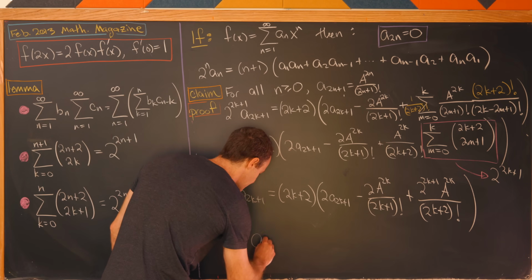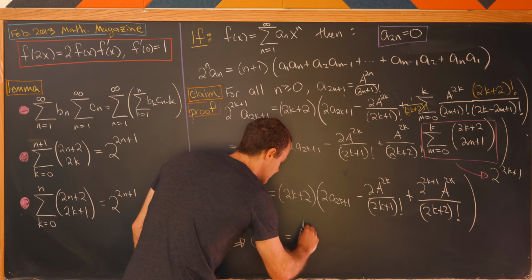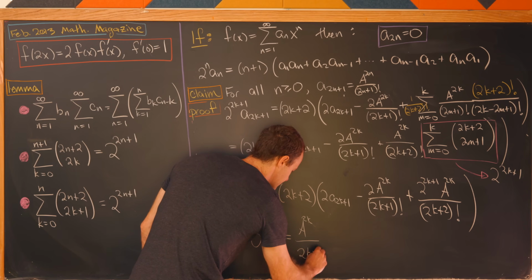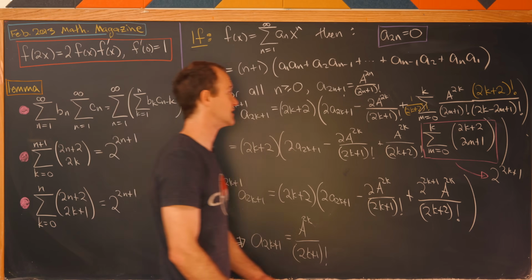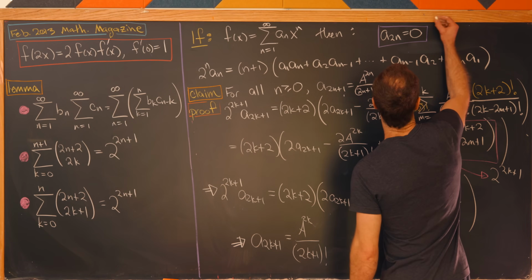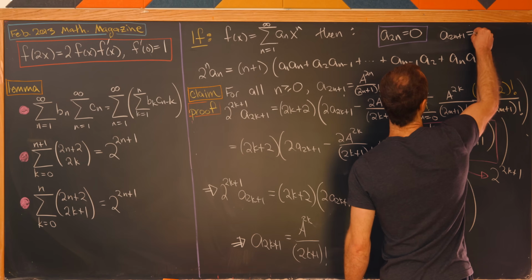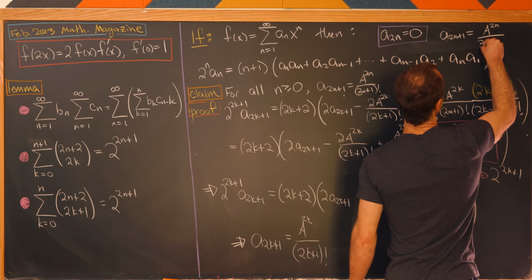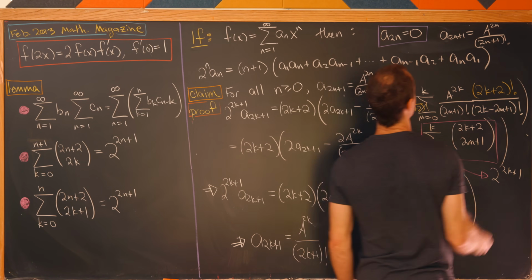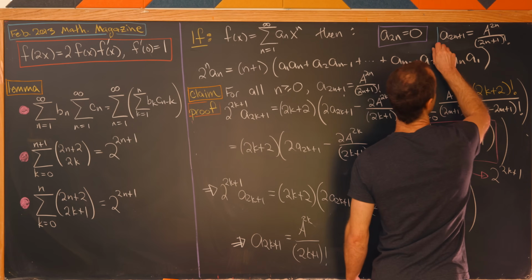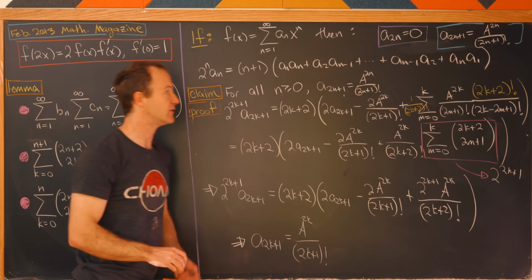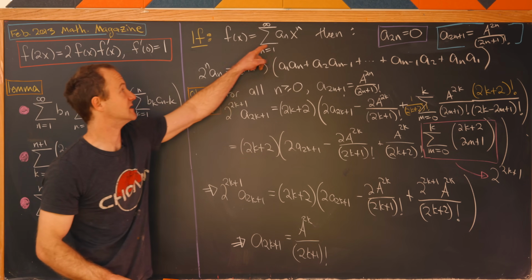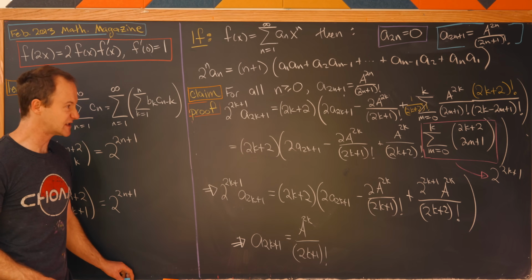So this will leave us with a 2k plus 1 equals capital A to the 2k over 2k plus 1 factorial, which is exactly what we need to finish this inductive proof, which means in fact we have a sub 2n plus 1 equals a to the 2n over 2n plus 1 factorial for all natural numbers n, or non-negative integers n, maybe I should say. Okay, so now that we've got the formula for both of these types of coefficients, let's finish this off and see exactly what function we have.